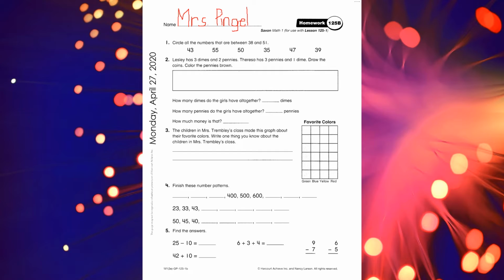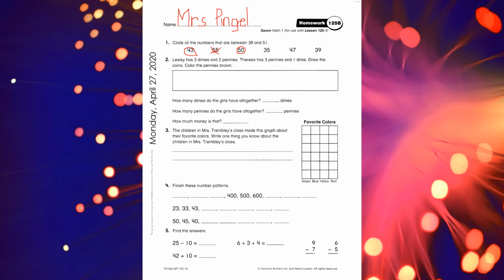Let's get started. Number 1, circle all the numbers that are between 38 and 51. Now, if you have a 100s chart, I would suggest that you might want to use this to see which has a number between 38 and 51. 43 will, so I will circle that. 55 does not belong in between or in the middle of. It has too many, so I will cross it off. 50 can go in the middle, so I will circle that.